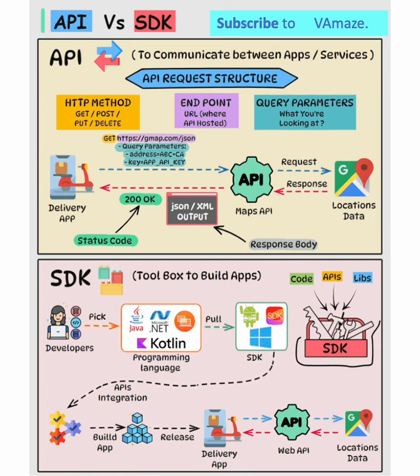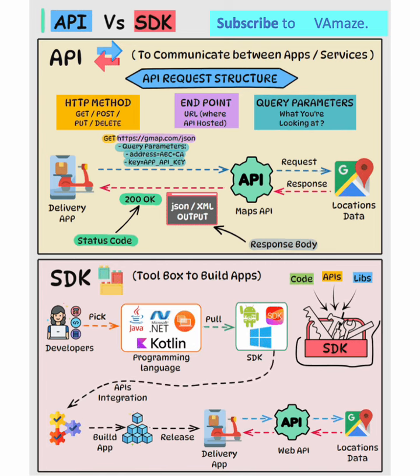One, request structure. The HTTP method (GET, POST, PUT, or DELETE) tells the service what action you want. Endpoint: the URL where the API lives, e.g. gmap.com/API. Query parameters: extra details like address equals K and key equals API key that refine the request.